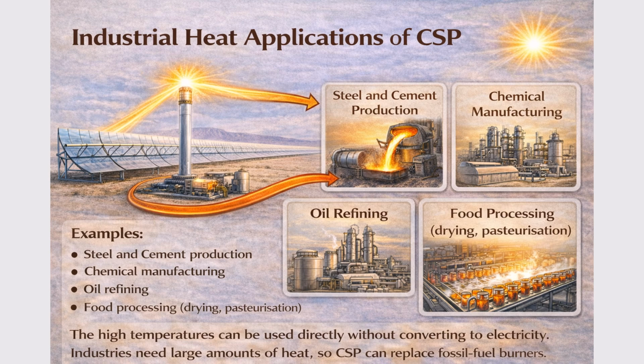For example, it can provide the extreme heat needed in steel and cement production. It can supply heat for chemical manufacturing processes. It is used in oil refining to heat crude oil for separation. And it can be used in food processing for drying and pasteurization. In all of these cases, CSP replaces fossil fuel burners, cutting carbon emissions from some of the world's most energy-intensive industries.